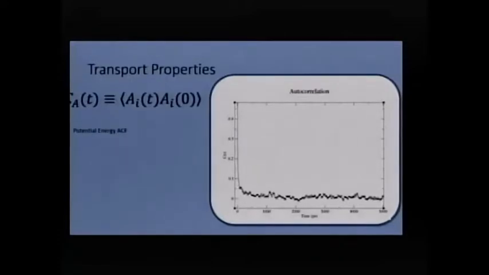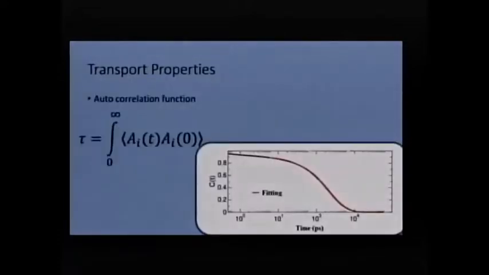So autocorrelation functions are very versatile. And if we do the integration of the ACF, we can get the time of the property. So in this case, it's the same ACF from the previous slide, but this is just log scale. So when we do the integration to here, when it decays to 0, I have the relaxation time of this property.